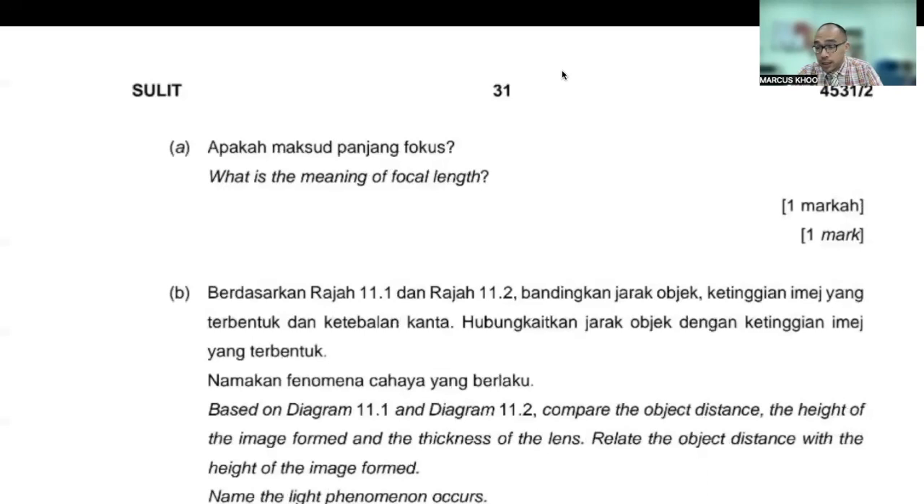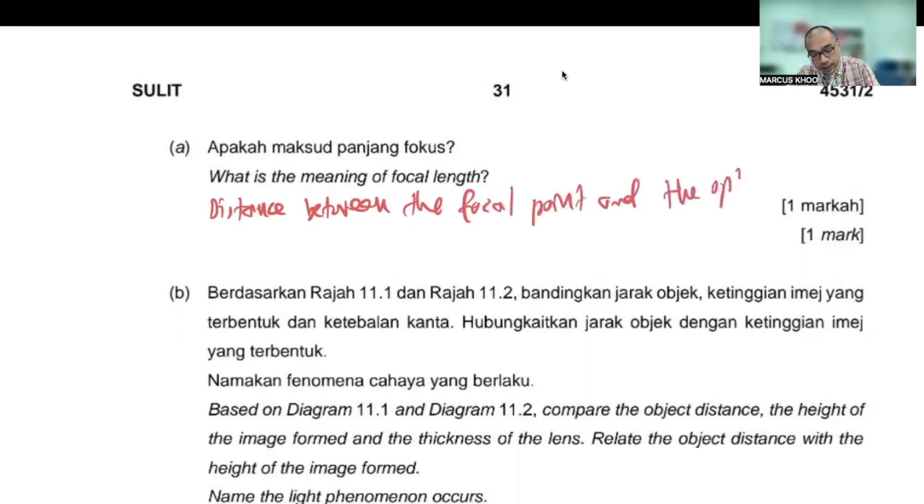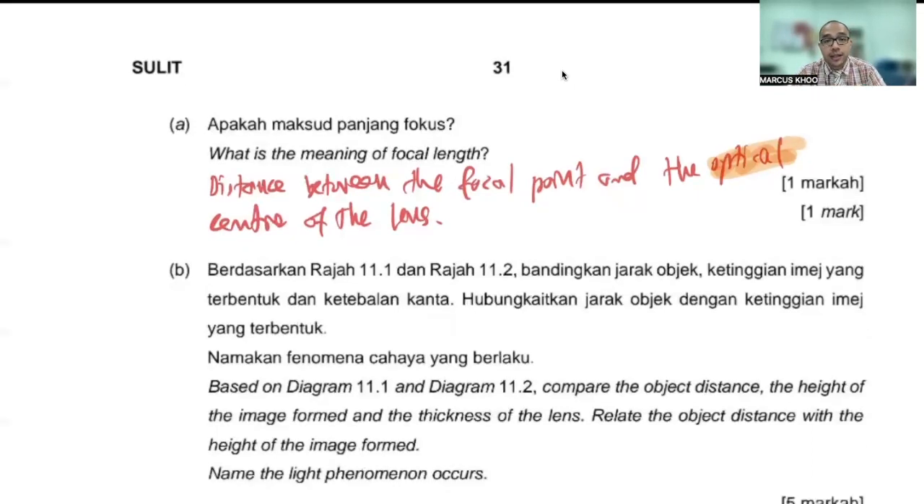So, what is the meaning of the focal length? The focal length is the distance between the focal point and the optical center of the lens. The key word that must be in is the word optical center. A lot of people always forget the word optical center. So optical center is very important, not just the center of the lens, but optical center.